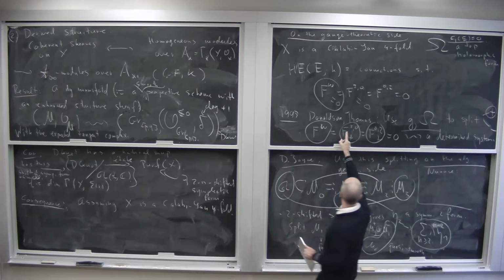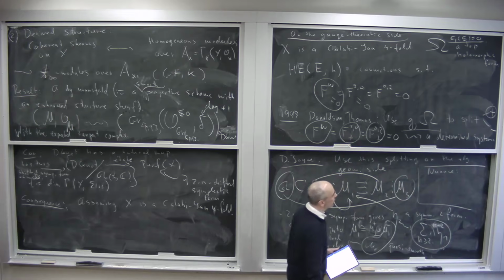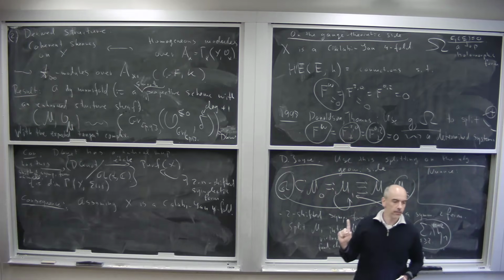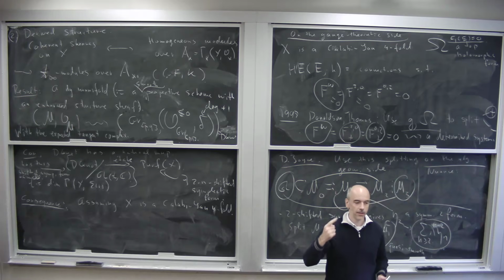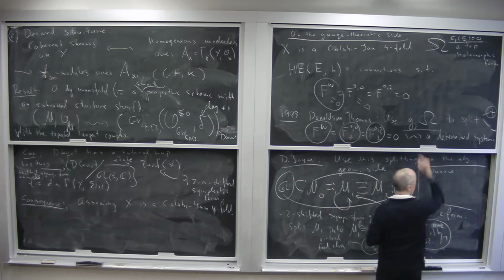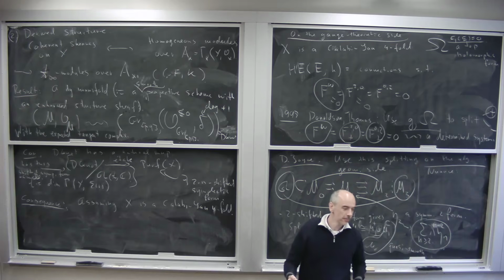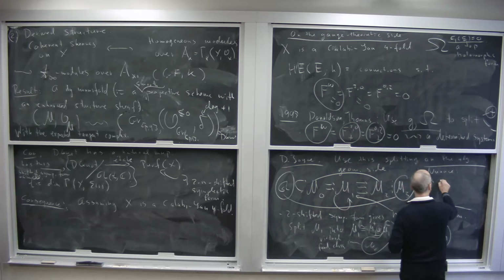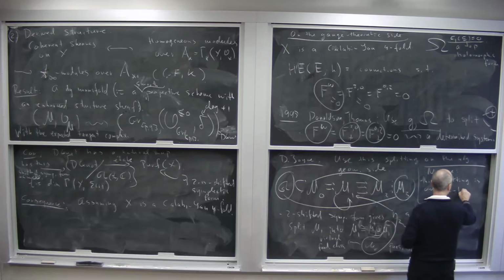This splitting is not C-linear. It's only R-linear, because it depends on the choice of holomorphic form, so it doesn't respect the complex structure. If you choose a different holomorphic form, you'll have a different splitting. So this splitting is only R-linear.